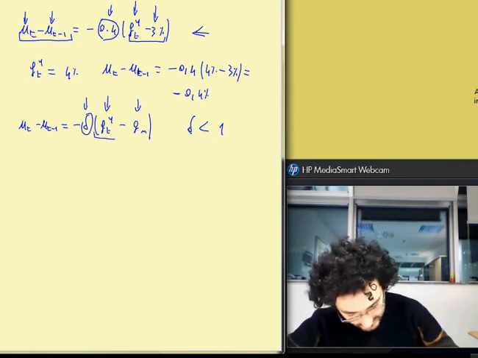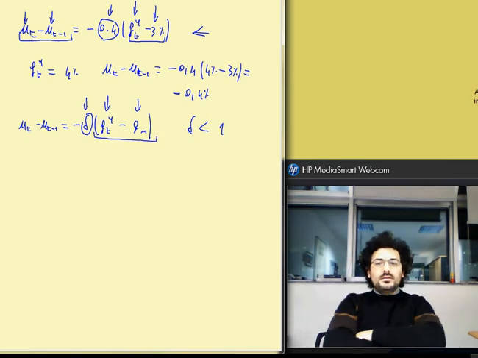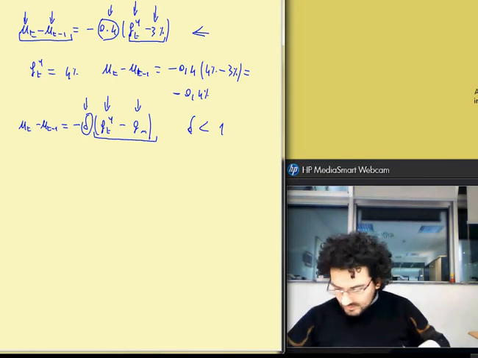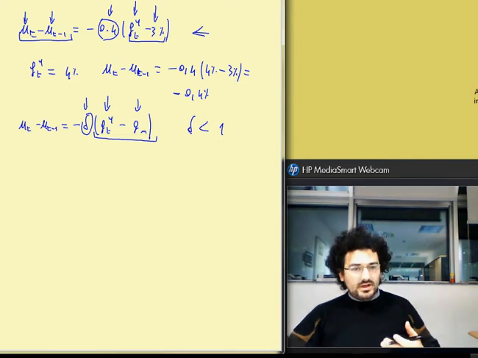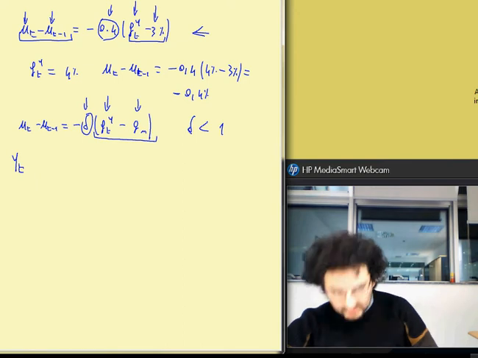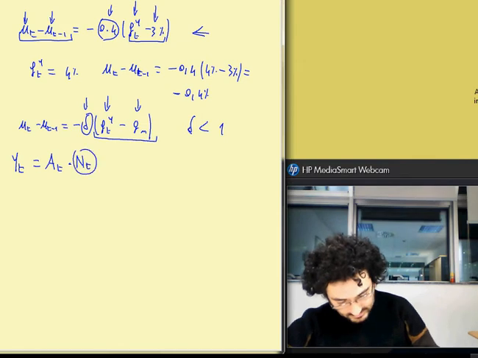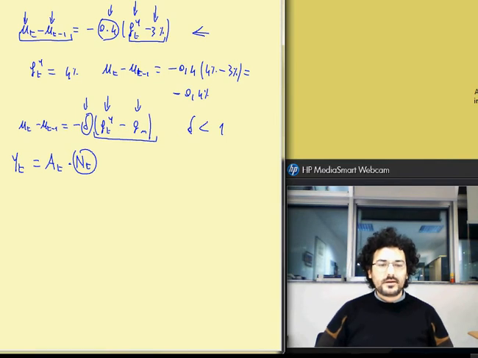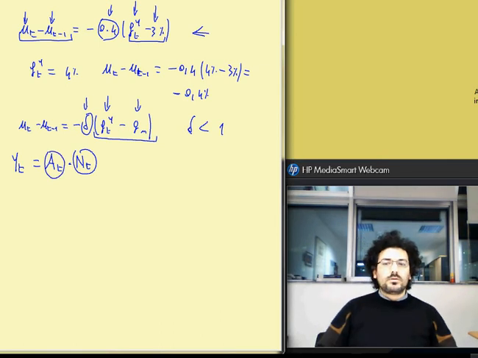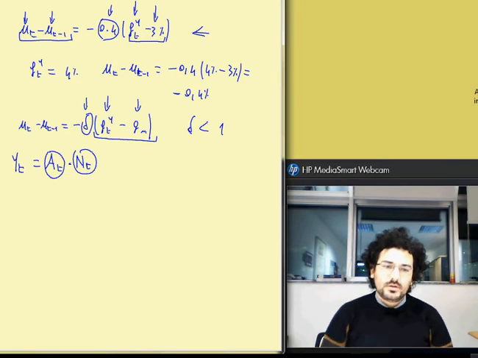Now we will try to understand why, in order to reduce the unemployment rate, we need a rate of growth greater than the natural rate of growth. The potential output, or natural output, can be written in the following way: Y_t, which is the potential output, equals A_t times N_t, where N_t is the labor force we can employ in our economic system. A_t is a sort of productivity for each unit of labor employed in production. So in A_t we have capital and technological progress.